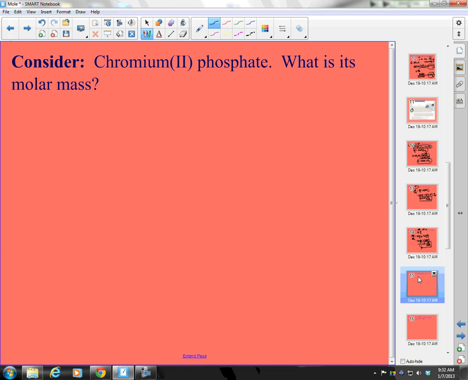Chromium(II) phosphate, egads. Well, chromium(II), what does the 2 mean? Well, that means my chromium has a charge of 2+. Phosphate, ooh, I hope I memorized my polyatomics. I did. I have 2 and 3. My least common multiple is 6. So how many chromiums do I need? I need 3 chromiums. How many phosphates do I need? I need 2 phosphates. Wow.